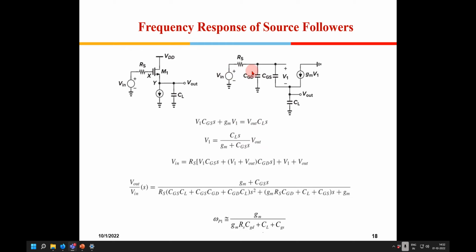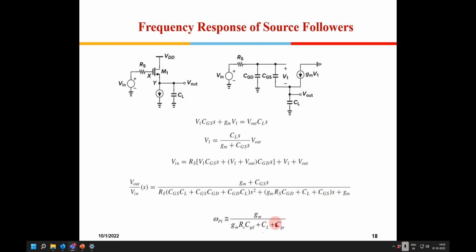And from here, if I write one more equation, it is V in, that is I into RS, that is one current, and into this voltage. Here again you have to find out the voltage across CGS. To find it, this voltage is available here as V1, and this is available as V out, so you write that equation out here. Solving these two equations, you will get V out by V in, and you get the pole for this particular circuit also. So these are the ways you can find out various poles from these circuits.